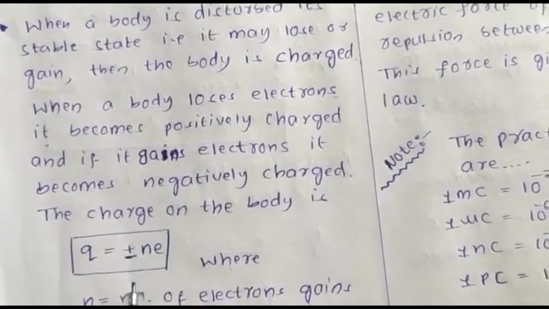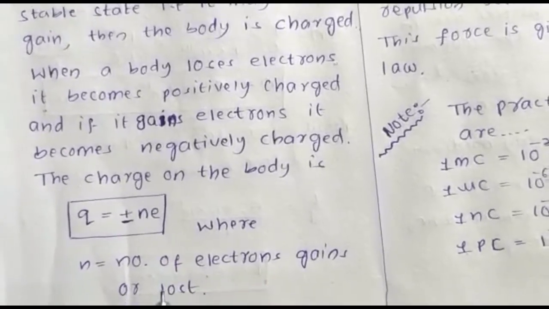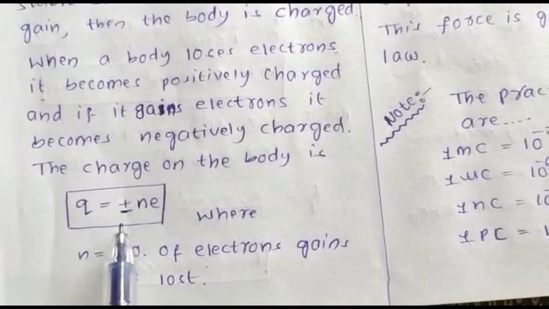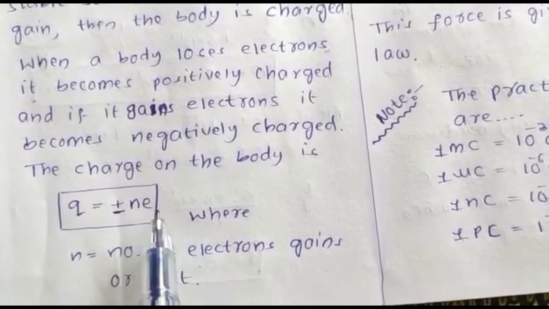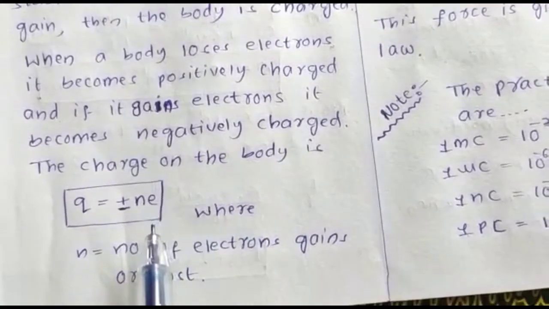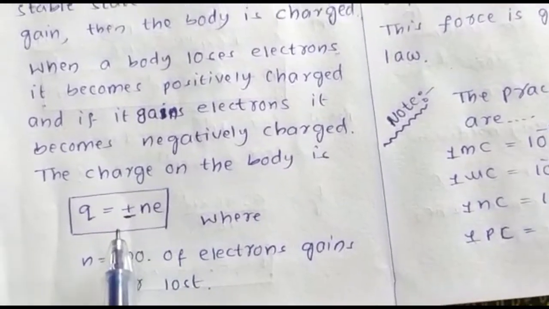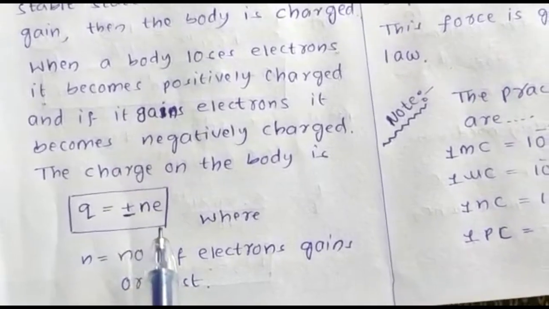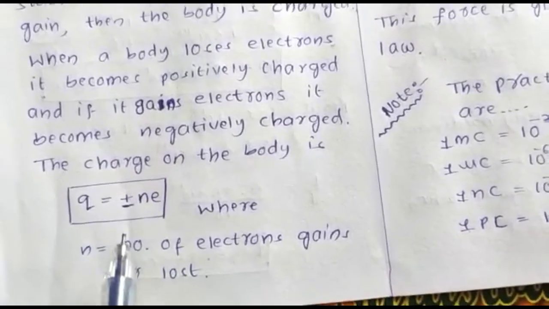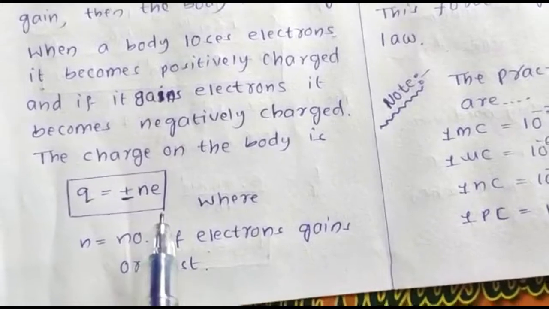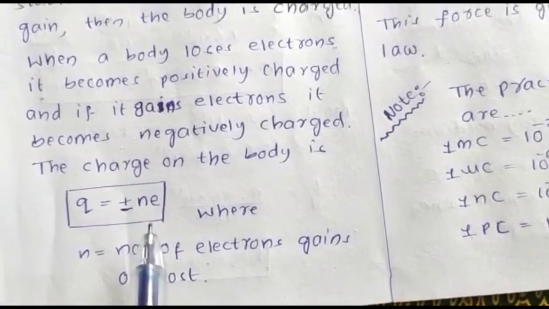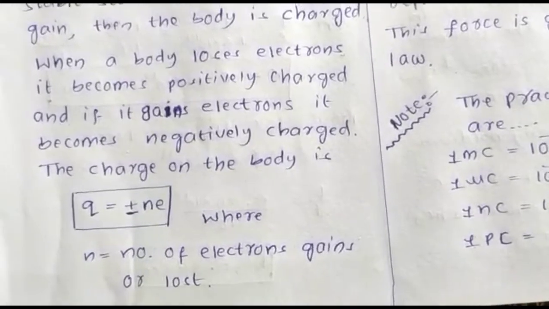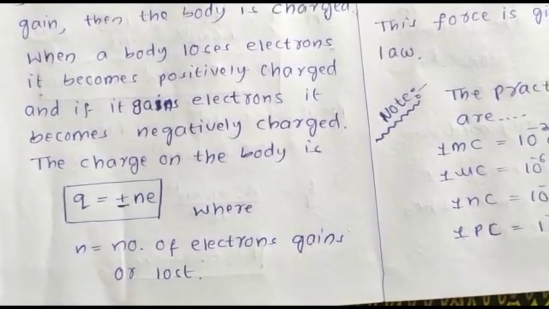So, if n is the number of electrons gained or lost, then the charge on the body is Q equal to plus or minus ne. Here Q is equal to plus ne when the body loses electrons, and Q is equal to minus ne when the body gains electrons, where n is the number of electrons lost or gained, and e is the elementary charge. That charge is 1.6 into 10 power minus 19 coulomb, as we told already.